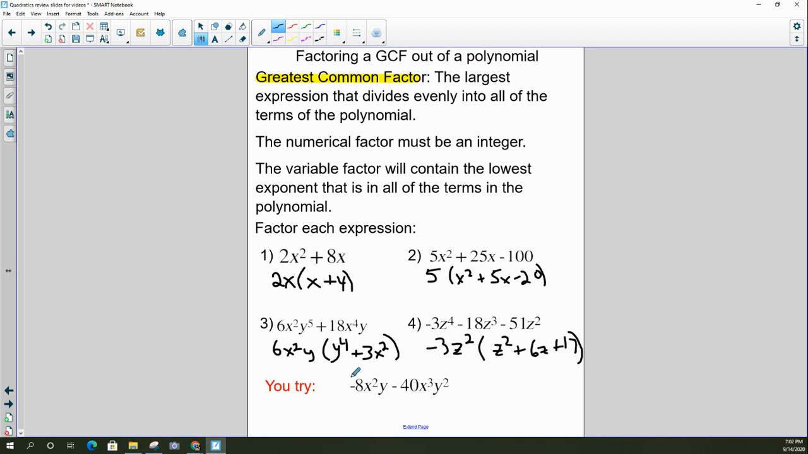All right, and now your turn to try. We've got a binomial here. The leading coefficient is negative, so I'm going to factor out a negative 8 because 8 goes into 40 as well. They both have an x. The smallest exponent is squared, so x squared. Both have a y. Smallest exponent is y. So my GCF is negative 8x squared times y. It's an x plus y. So I divide all that out. It's just going to leave me with a 1 right here. All right, because notice it's the same thing, plus 5xy.